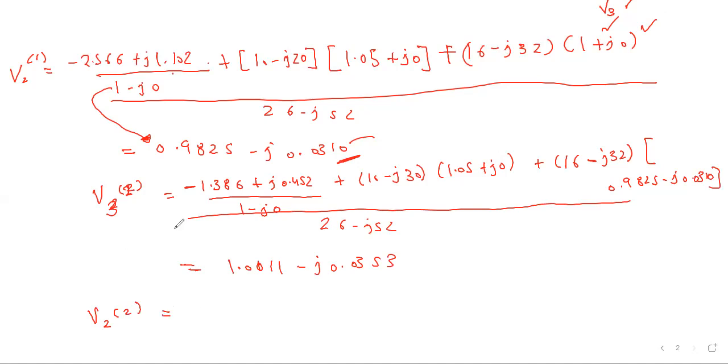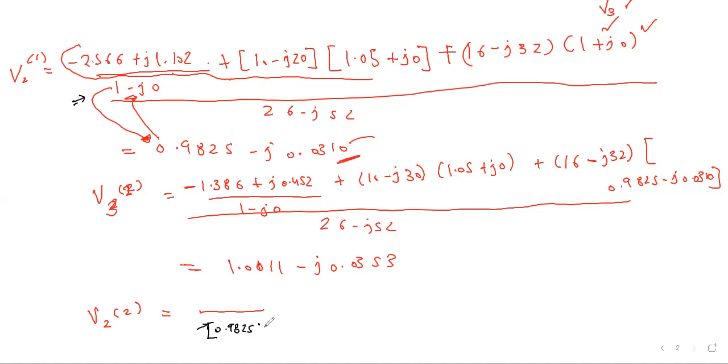Now, if you are going for the second iteration, V22, you will have the same value on top, but on the bottom, instead of 1 minus j0, what would be the term that you will be using? You will be using this term. Only this term will change in the second iteration. I'll write this whole value up till here, and the only thing that is going to change in V22, I'll write in black.